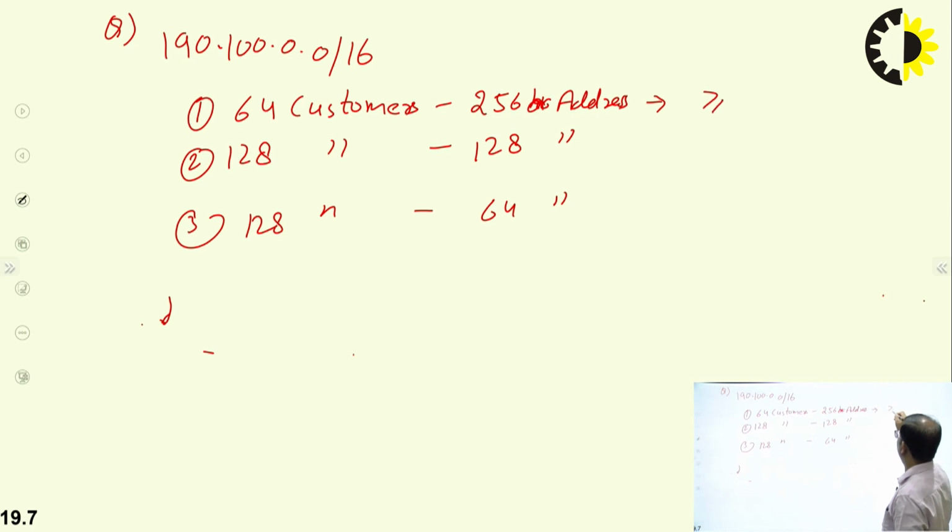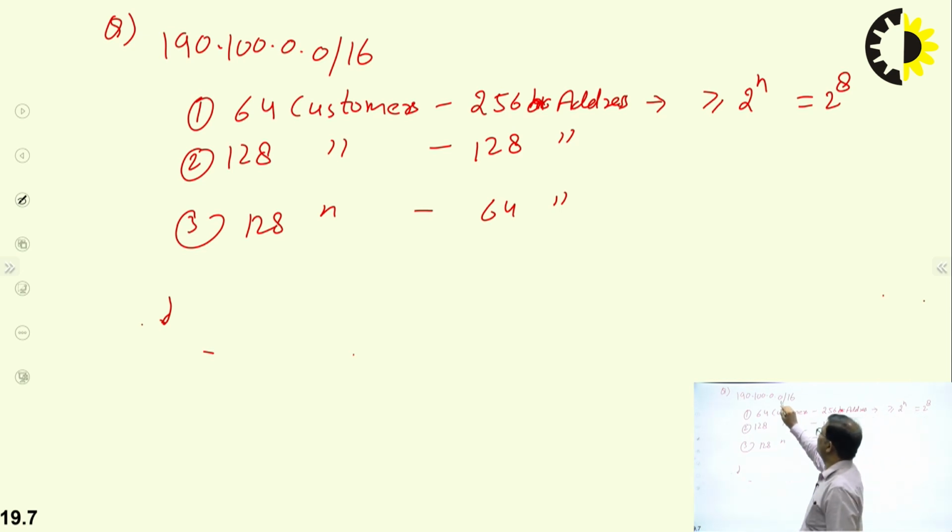First of all, we have to convert it into 2 to the power n. So what will be the value of 2 to the power n for 256? It will be 2 to the power 8. Okay. So if we consider 2 to the power 8, what will be the subnet mask for this?